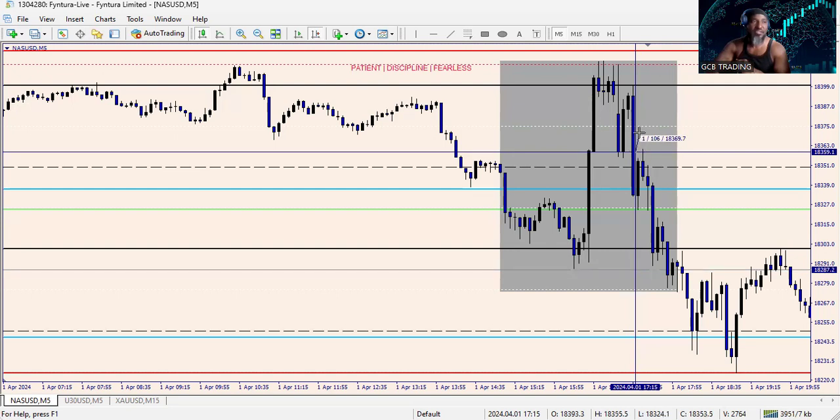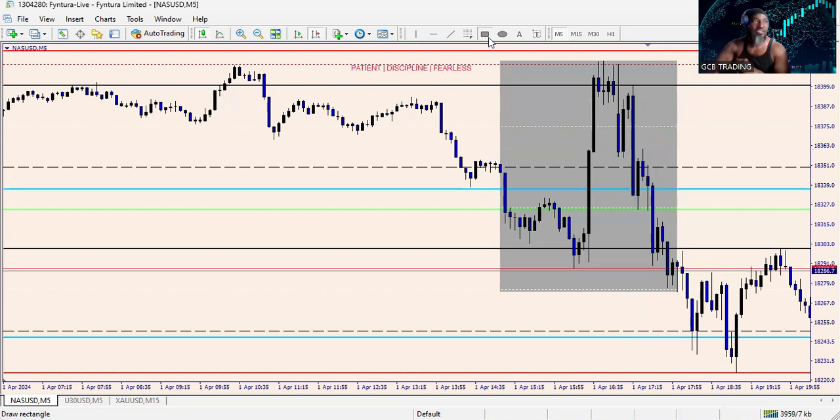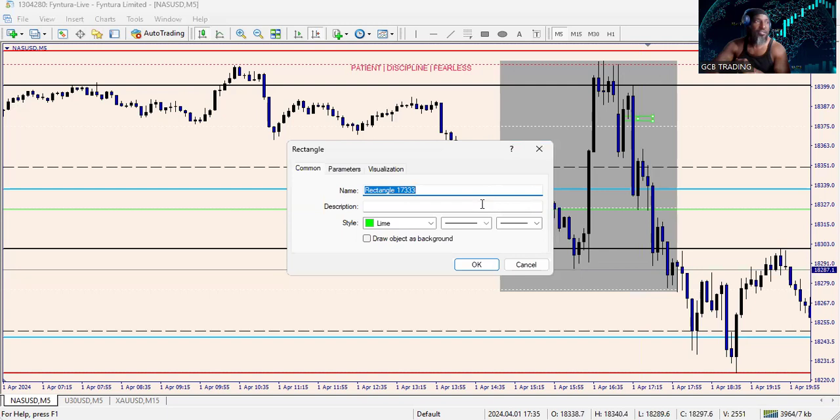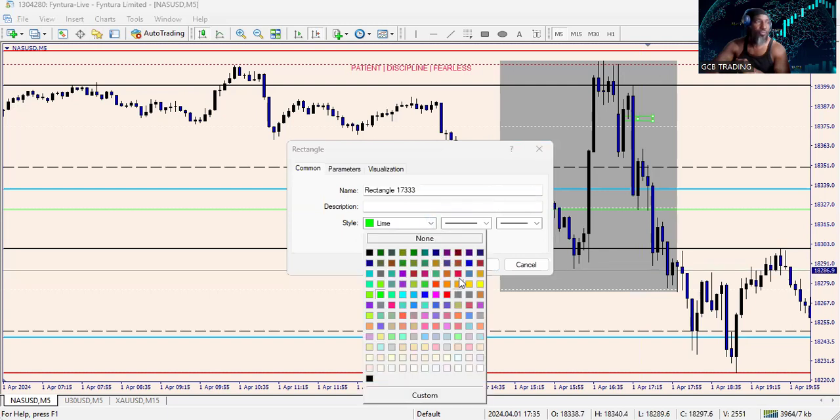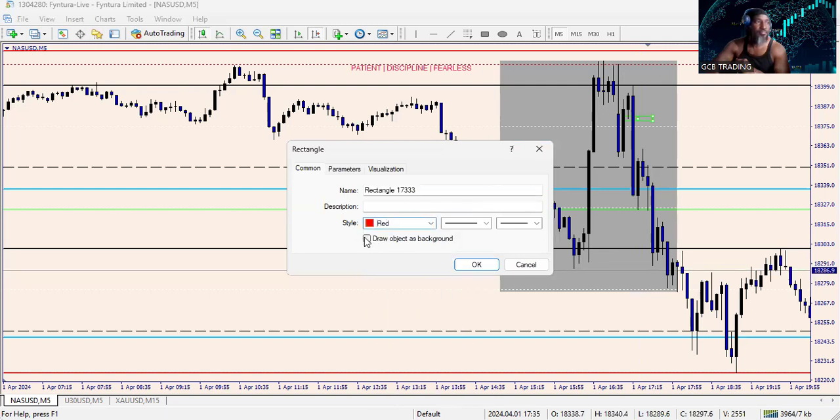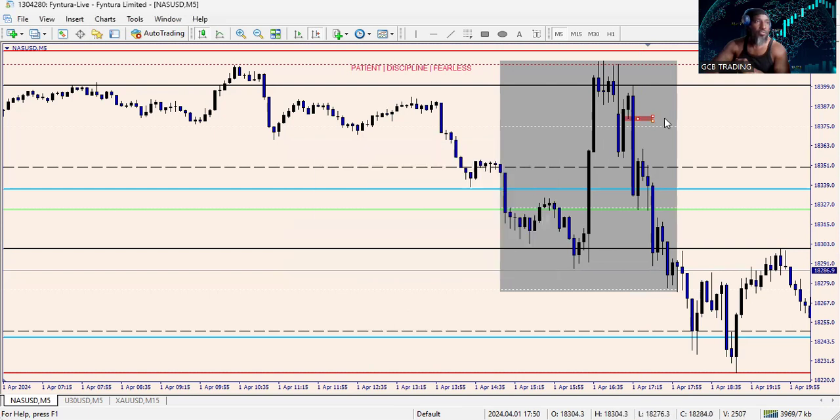I set a 20 pip stop. I had my stop loss set at about 20 pips, which was right where I wanted to get in originally. So my stop loss was here. This was my stop loss. Let's make that red. That was my stop loss, and I set my target for 100 points.